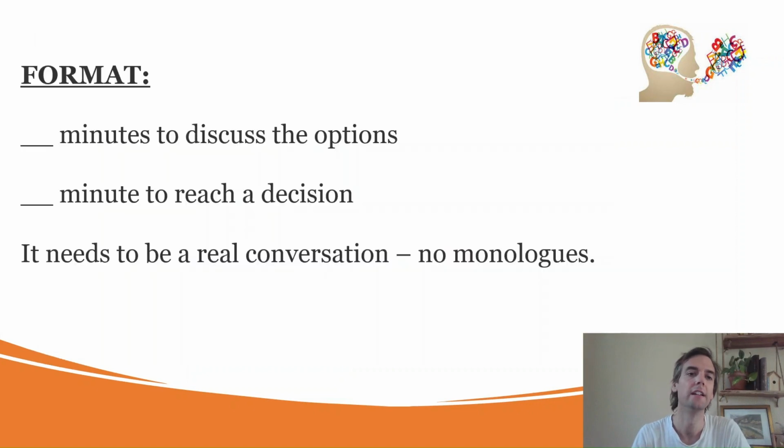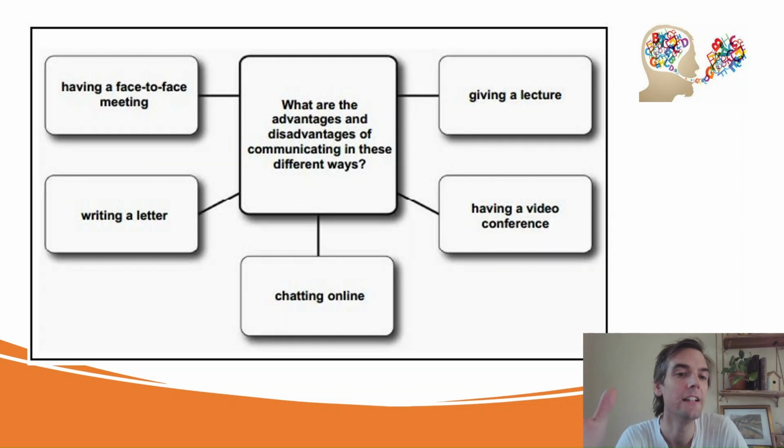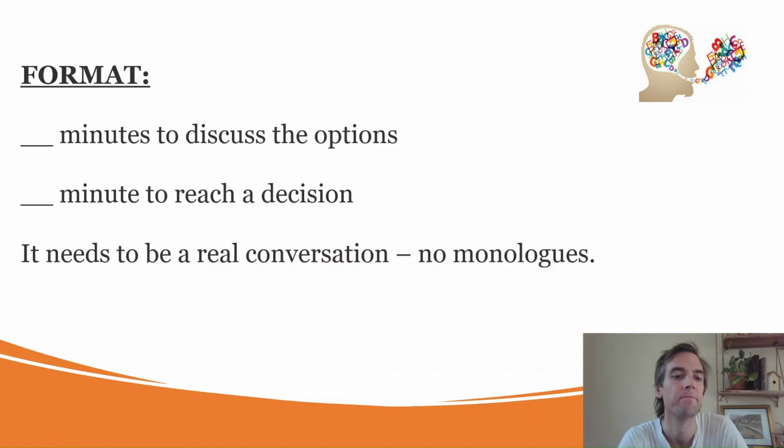How do we do it? Firstly, you have how many minutes to discuss? You should know this if you're preparing for C1. 2 minutes to discuss them and 1 minute to reach a decision. So after 2 minutes, the examiner will normally say, thank you, now you have 1 minute to decide the best way of communicating, for example. Then you can say, well, I think the best one is a face-to-face meeting because that's the most natural way and you can understand each other and make friends and so on.